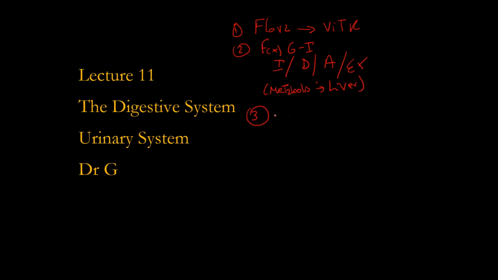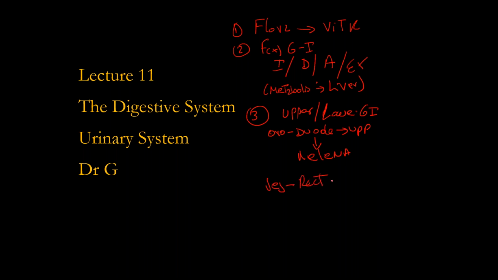Number three, I want to know what is the division of the upper and the lower GI tract. You know the oropharynx to the duodenum, that is the upper, and that is melena when it's bleeding, right? And we have the jejunum to the rectum, that is the lower GI tract. So if you are bleeding from there, it's not going to be melena, it's going to be dark, but not melena.